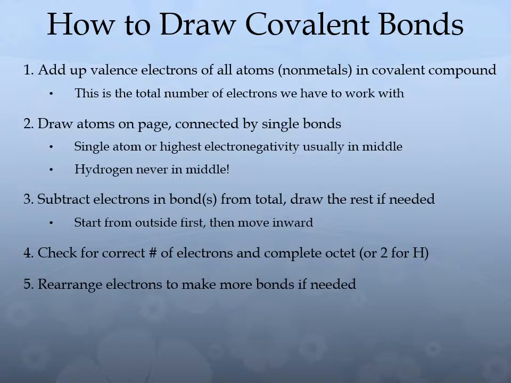Step 5. If the arrangement of electrons we have doesn't satisfy the desire of every atom to have the correct number of electrons, then we can just move the dots around a little to make it work. But we won't see that just yet, so we'll ignore it for now and get to it a little bit later. Everybody ready? Make sure we've got a periodic table and something to write with. Let's do some drawing.